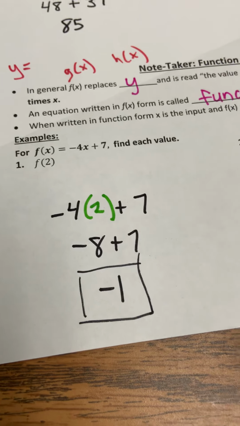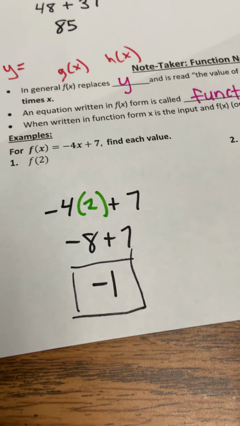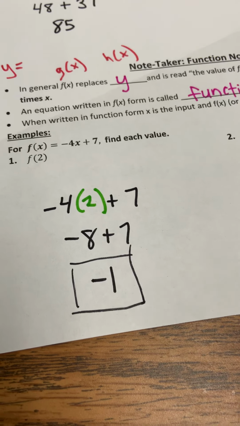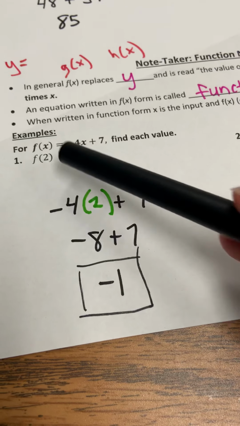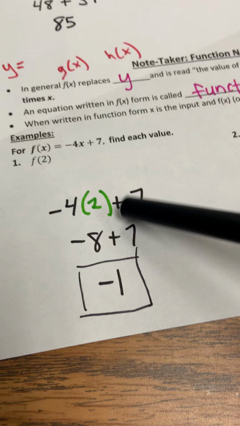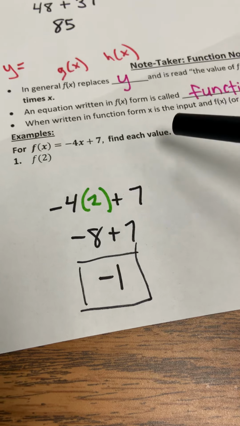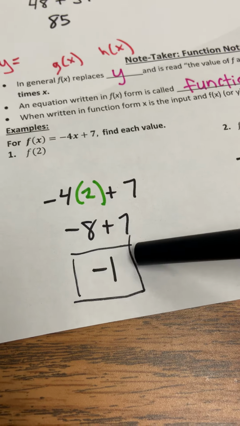Whenever you substitute, it helps to use parentheses just to help you remember what you substituted in, and it helps you when you're in the calculator. So I put negative 4, I substituted a 2, and then plus 7. Then evaluating it, negative 4 times 2 gave me a negative 8, and then plus 7 gave me a negative 1. So that's my answer.